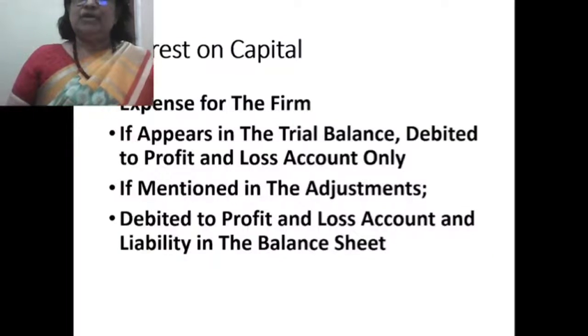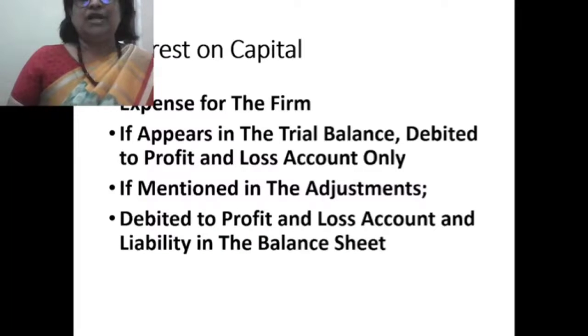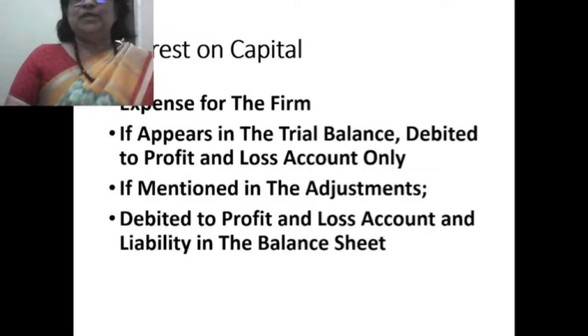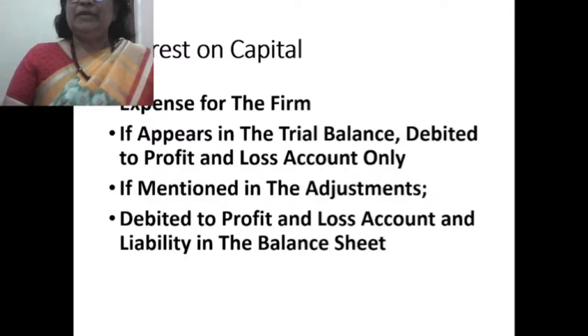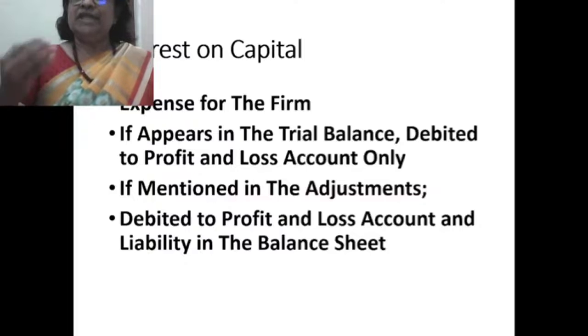So some firms' policy is to provide interest on capital provided by the proprietor. So it will be an expense for the firm. Of the two adjustments I want to explain, sometimes it will appear only in the trial balance. So it will be debited to profit and loss account. Why debited? It's an expense for the firm. Whereas interest on drawings is an income, we will credit to profit and loss account.